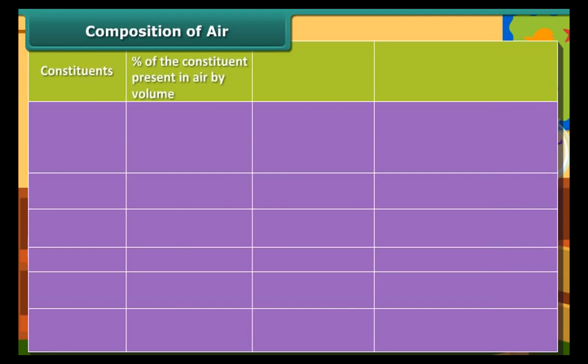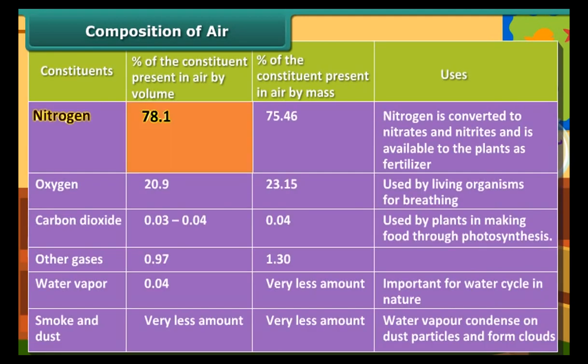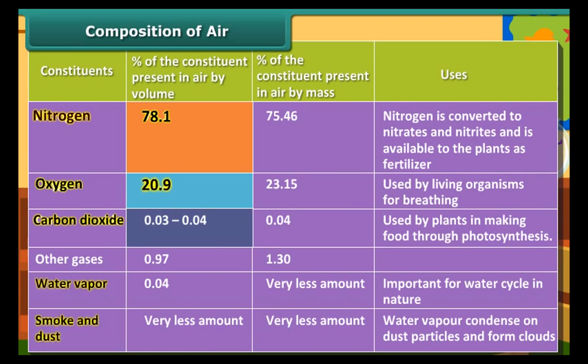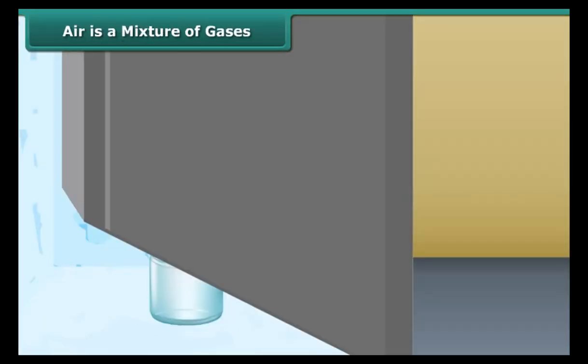What is air made up of? Air contains nitrogen, oxygen, carbon dioxide, and other rare gases. You can see from this table that nitrogen has the largest share, then oxygen, then some rare gases, and finally carbon dioxide has the least. Water vapor, smoke, and dust are present in very small amounts. Do you see that air is a mixture of different gases?